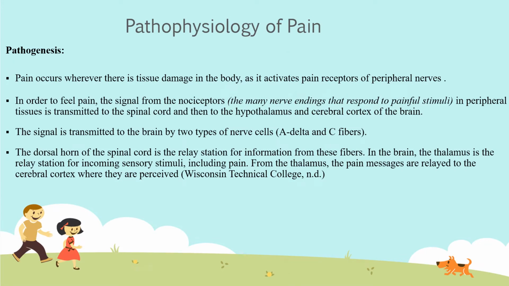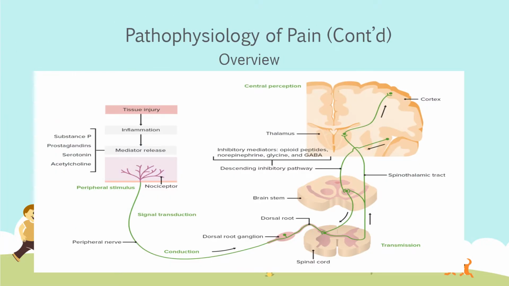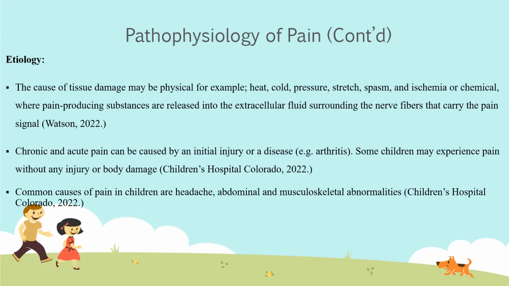Pain occurs wherever there is tissue damage, as it activates the pain receptors of peripheral nerves. In order for us to feel pain, the signal from the nociceptors, which are the many nerve endings that respond to painful stimuli in the peripheral tissues, is transmitted to the spinal cord and then to the hypothalamus. I have gone ahead and attached a flow diagram explaining all of this for you guys' consideration.